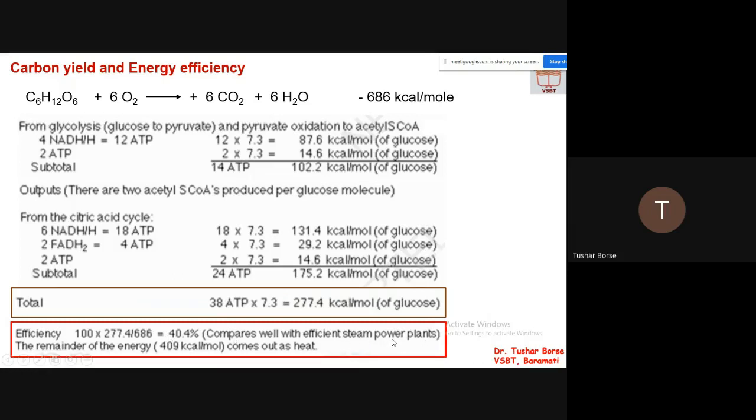But then what happens to the remaining energy? Look, out of 686 only 277 of the energy is used, so what happens to the remaining energy? That remaining energy is simply dissipated as heat. Okay, and that heat is utilized for the maintenance.